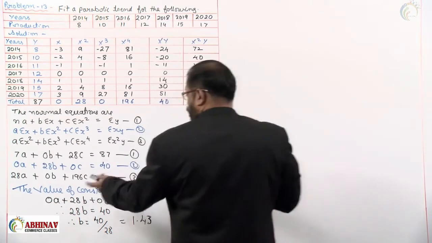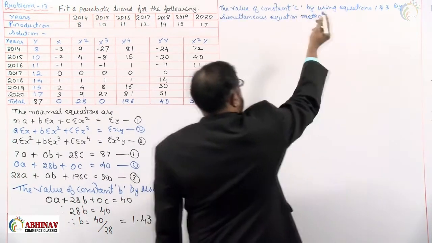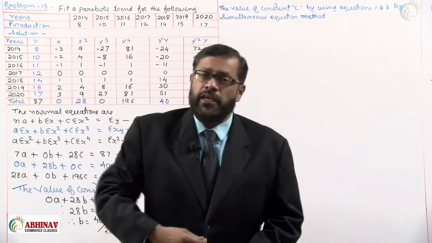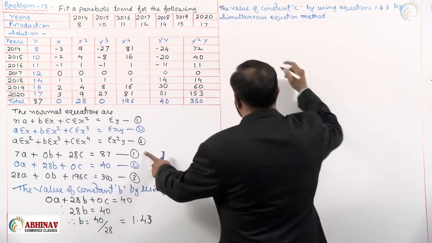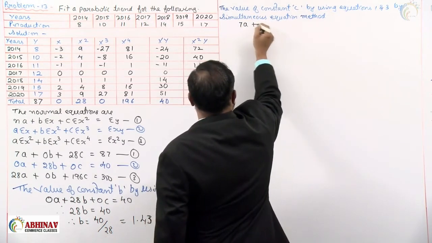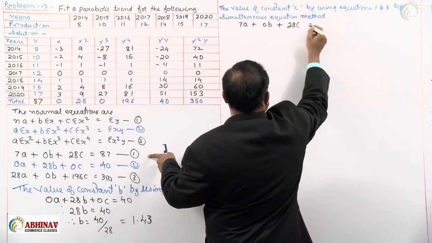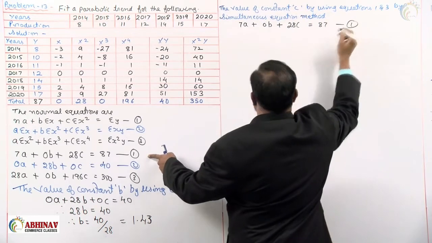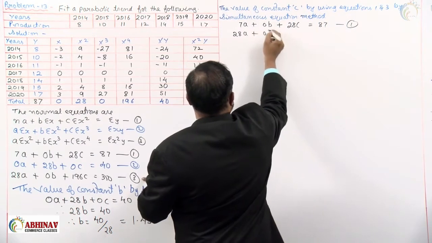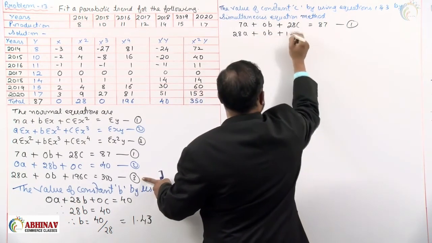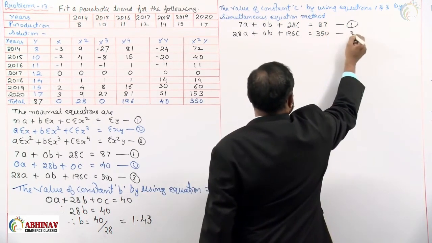Let's see how to find out the value of constant c. So constant c, by using equations 1 and 3 under the simultaneous equation method. First we'll copy the equations as they are, the first and the third one. What does it say? 7a plus 0b plus 28c is equal to 87 is our equation 1. Then equation 3, that is 28a plus 0b plus 196c is equal to 350.